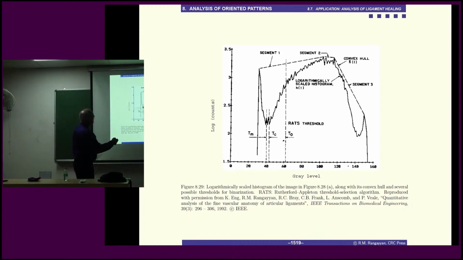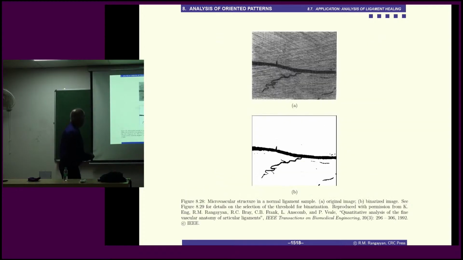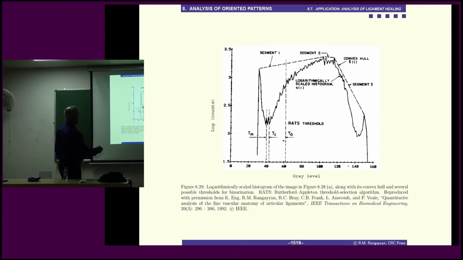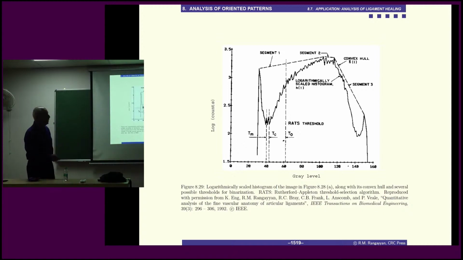So that is the convex hull, and you find the threshold. By the way, the Rutherford Appleton gave this threshold. That is not good. Concavity gave this. There is another minimum, somewhere earlier. Anyway, that's another threshold. So we finally took the average of these two, which is somewhere in that. There is noise here. We could have smoothened the image. Even on a log scale, the two peaks are appearing comparable, but the number of pixels in the background is that much.